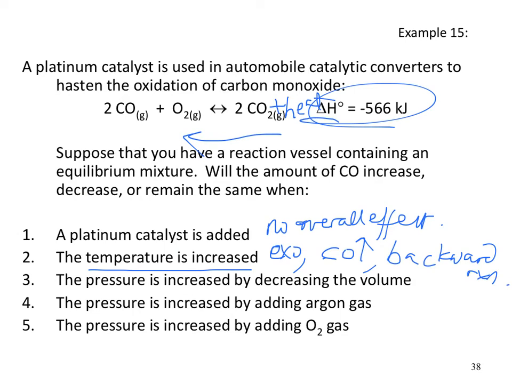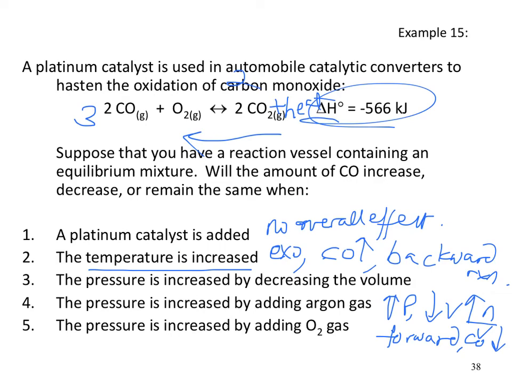The pressure is increased by decreasing the volume. So an increase in pressure means you're decreasing the volume, which means you're increasing the number of moles per unit volume. So notice there are 3 moles on the reactant side, 2 on the product side, and the system is going to move in a direction to undo the effect. So it should go in the forward direction, and that means that CO should be used up. It should decrease.